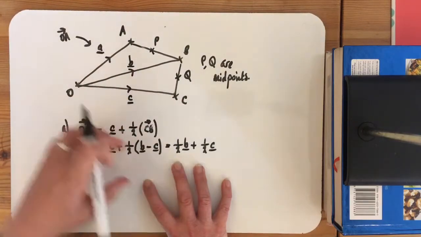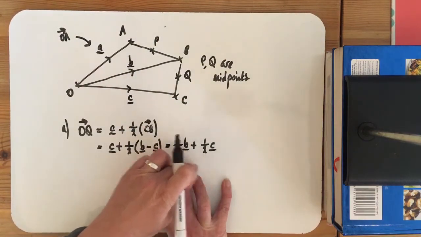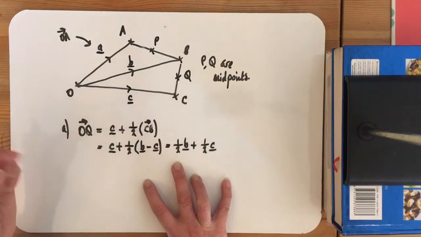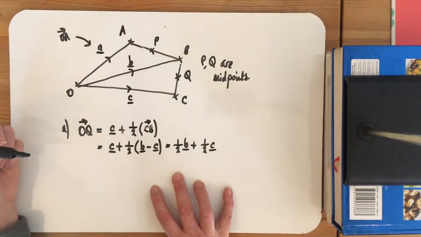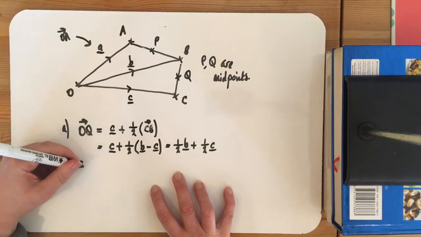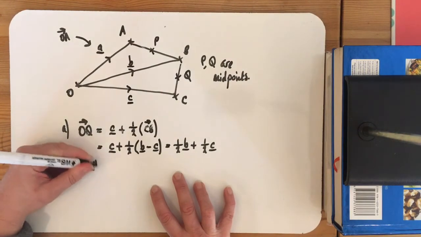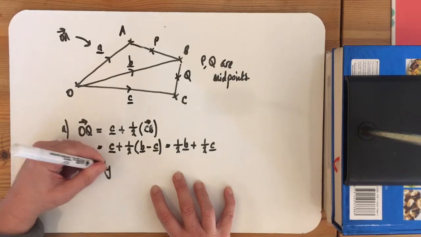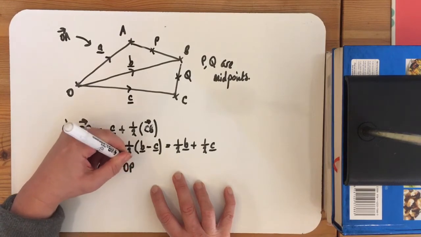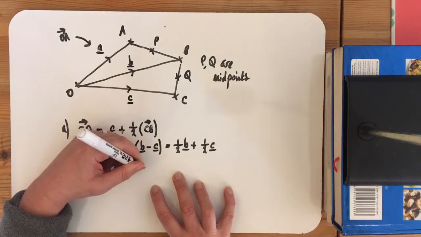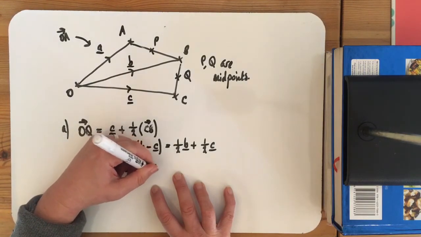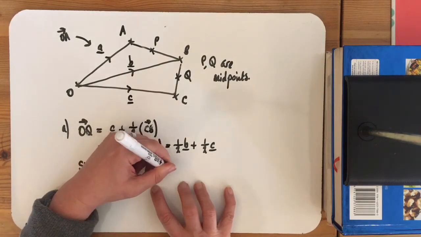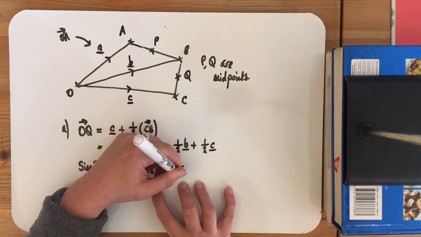You might want to try this at home, and you will get exactly the same thing, but we're just coming round this way instead of this way. Similarly, you can find the position vector of P. I'll let you do that one, I think. I'm a bit worried about the storage of my phone running out. So position vector P comes out as a half A plus a half B.